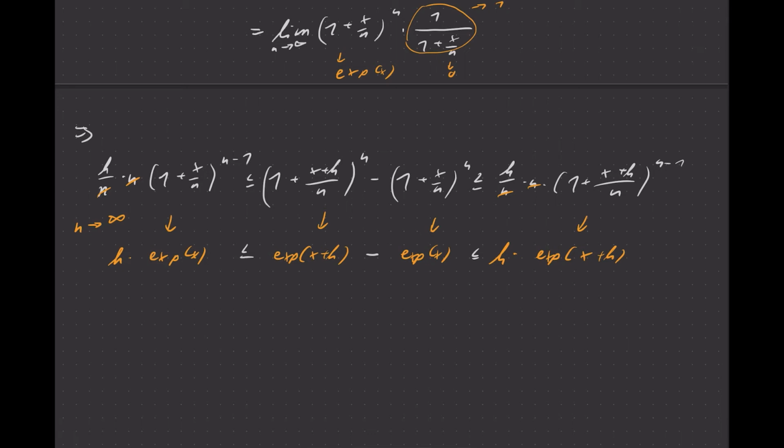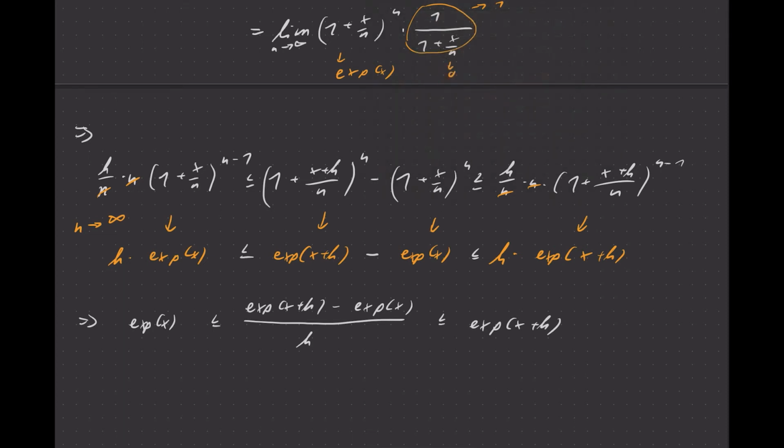Now, what can we learn from this? Well, the rest is simple. We just have to divide this whole thing by h. And if we do that, we obtain exp of x is less or equal to exp of x plus h minus exp of x divided by h is less or equal to exp of x plus h. And now we apply the sandwich theorem and let h tend to 0.